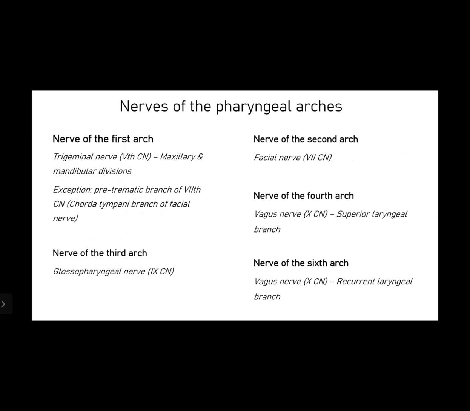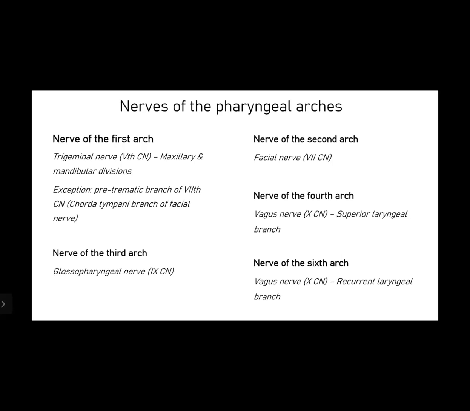You must remember that. Okay, so you have that here now. I've just put that down for you. Just remember the nerve of the first arch. That's the only exception there, the pre-trematic branch of the seventh cranial nerve, which is the chorda tympani branch, which supplies the gustatory sensation. Gustatory just refers to taste impulses, I mean, the sensation of taste. They're carried by the chorda tympani branch of the facial nerve.